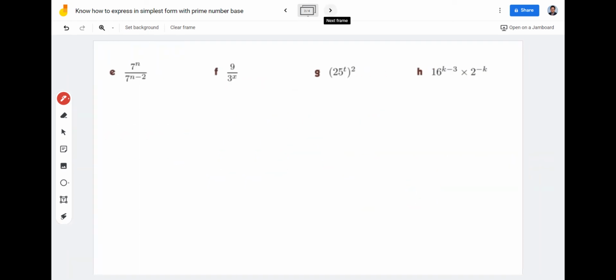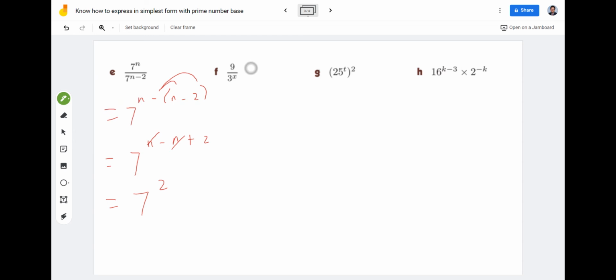Time for the next question. 7 to the power of n over 7 to the power of n take 2. Well, they're dividing and they've got a prime number base already. So we're going to go 7 to the power of n minus n take 2. So that's going to be 7 to the power of n take n. Now minus 2 is plus 2. Remember that minus applies to both things. So it's going to cancel those out. So we're going to be left with 7 squared. And we just leave it as that because it's asking for us with a prime number base.